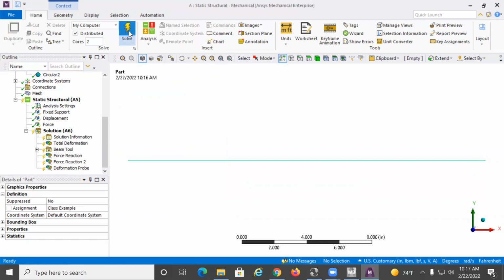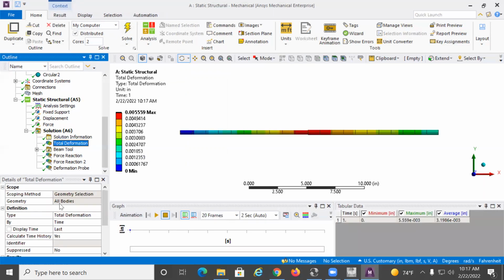So when I come back and click solve, it is rerunning the numbers, and I have all green check marks, indicating that we do have an answer and it's all done. Now if I go to my total deformation again and look at it this time, I see that the red now is 0.00555, as we expected. If I play the animation, it's still doing what we expect, and everything looks good.